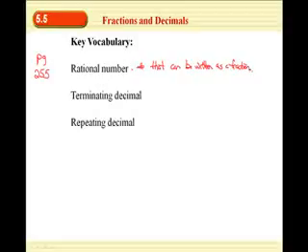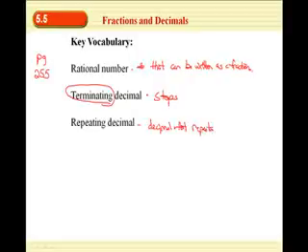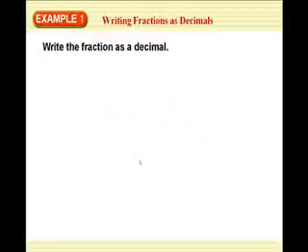A terminating decimal is a decimal that stops. Terminating means it stops. A repeating decimal is a decimal that, T-H-A-T, repeats. For example, sometimes you could get 0.313131 and it would go on that forever. And we use a thing called bar notation that shows repetitive decimals. So let's take a look at some of them.